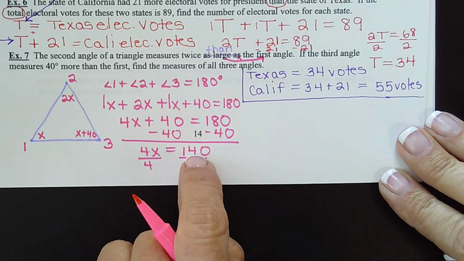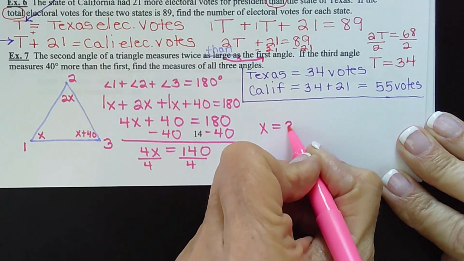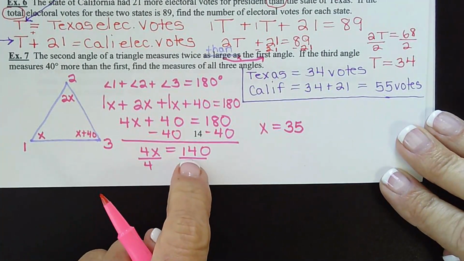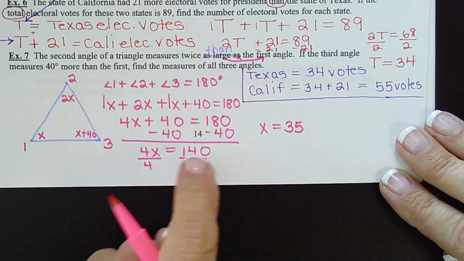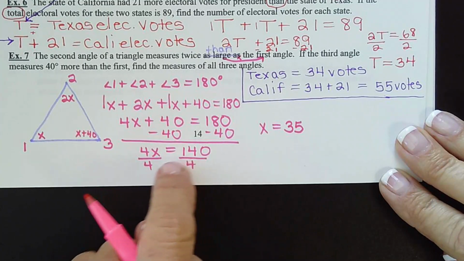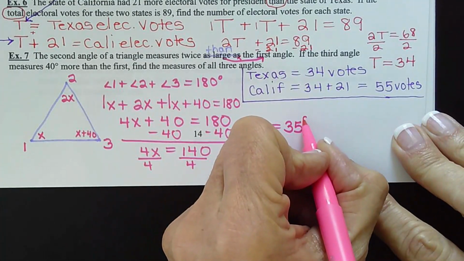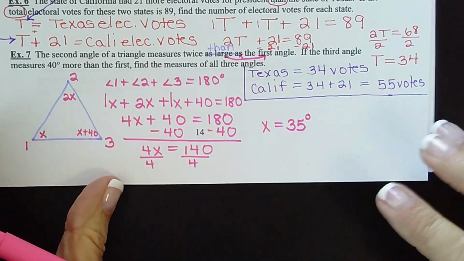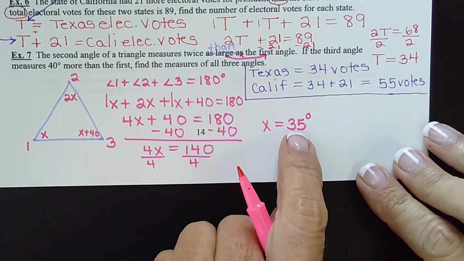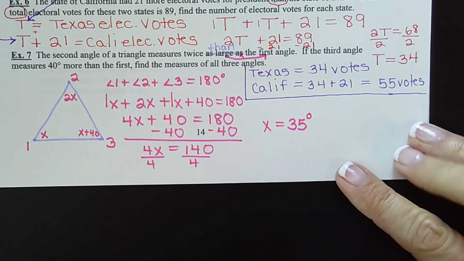Cut 70 in half, 35. Somebody taught me that trick and I'm like, that is excellent. I love it, not having to keep picking up my calculator. So dividing by 4 is just cutting the number in half twice. Half is 70, cut 70 in half, 35. So I know x is 35 and my label for this one is degrees. Every x in this problem is now equal to 35 degrees.